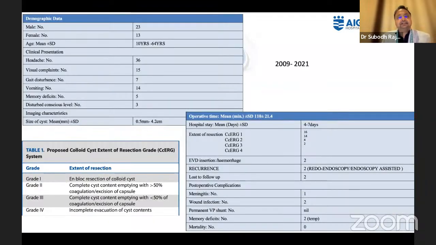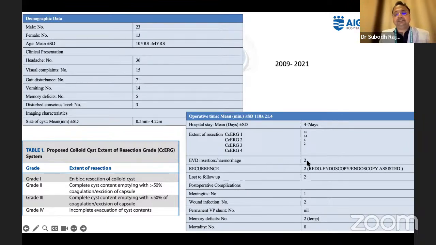So this is a short experience of around 36 cases, and for the extent of resection, we had en bloc resection in 16 cases, and in 14 cases we had complete cyst emptying with more than 50% coagulation, 3 and 4.